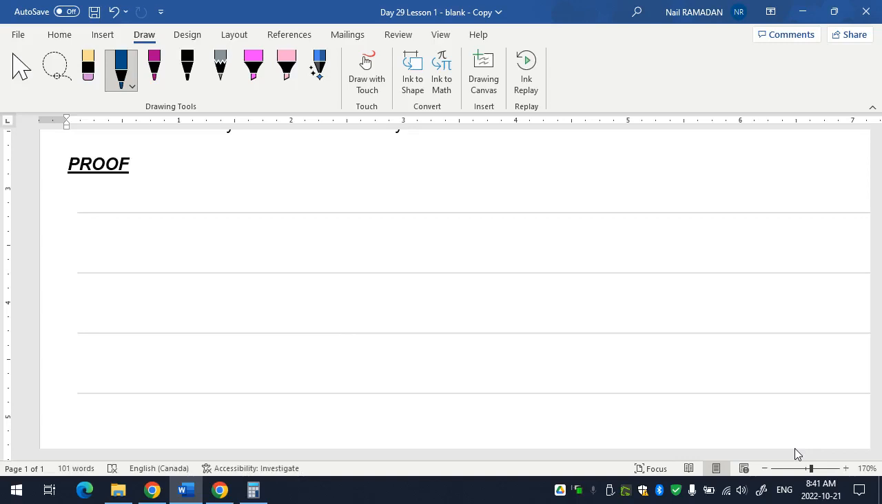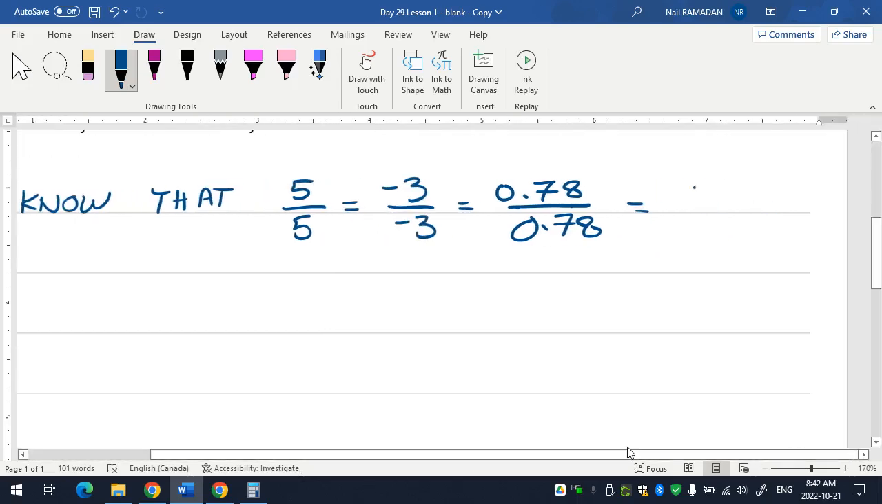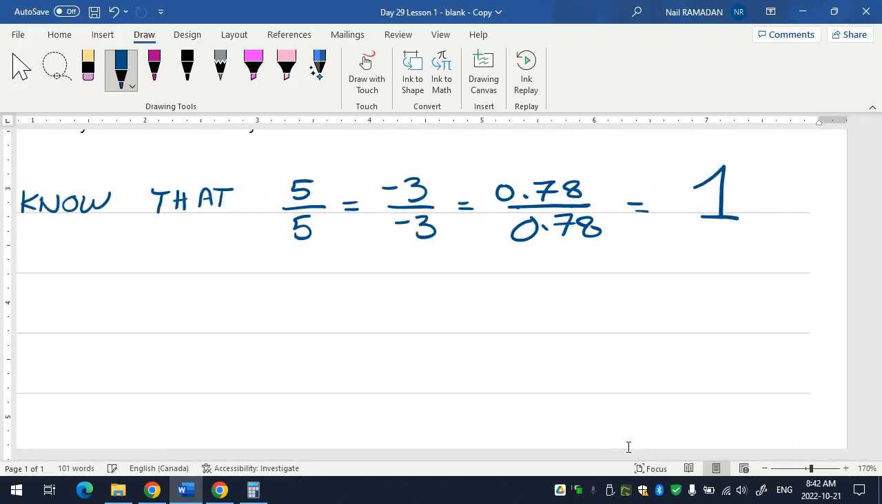Okay? So let's write this down. We know that 5 by 5 is the same as negative 3 by 3 is the same as 0.78 divided by 0.78. All of these are equal to what? Come on. All of them are equal to 1 because each one of them is something divided by itself. Okay, good.